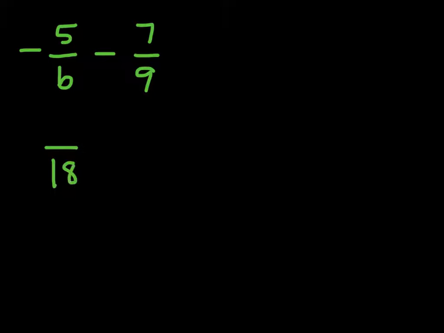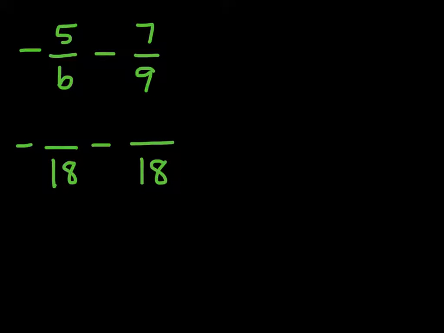Let's try a subtraction problem. We have -5/6 minus 7/9. Once again, our first step is to find the least common denominator, which in this case will be 18. So we need to rewrite each fraction as an equivalent fraction with a denominator of 18.